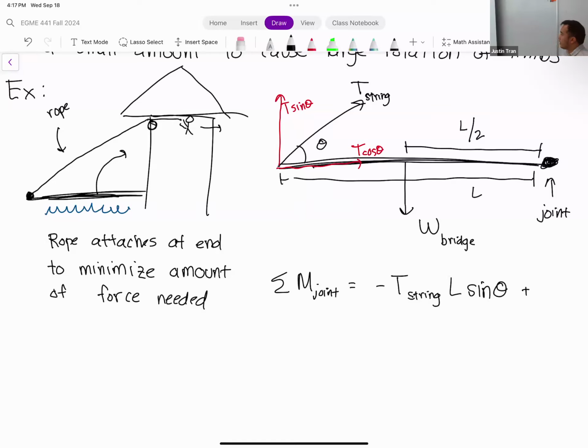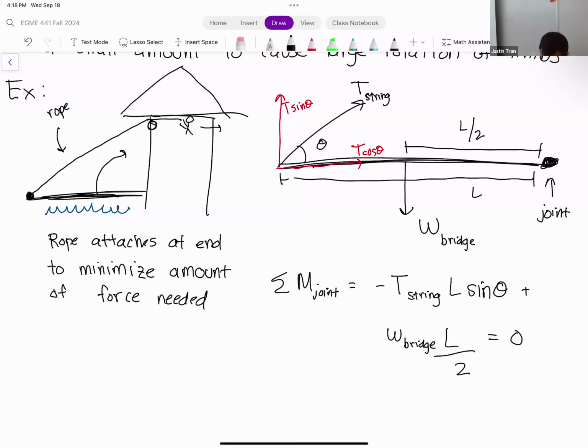And then we have the contribution of the moment from the weight of the bridge. We'll assume that we're in equilibrium here, so we'll assume that it's 0. Yeah, question? Yes, thank you. Getting ahead of myself there.